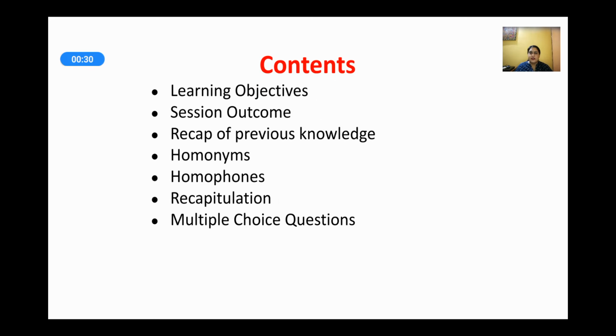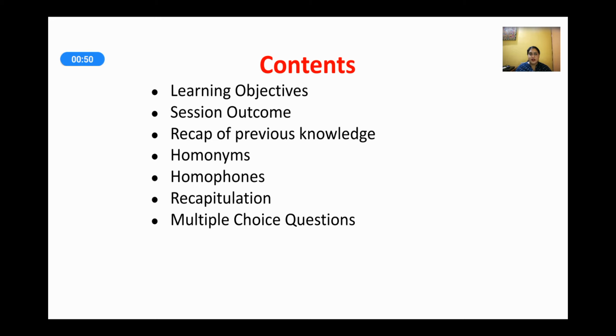The contents of the presentation: learning objectives. What are the objectives or the aims that we intend to achieve through the course of this presentation? Session outcome. What can the student expect at the end of this presentation, whether the outcomes are beneficial to the person? Next, recap of previous knowledge.